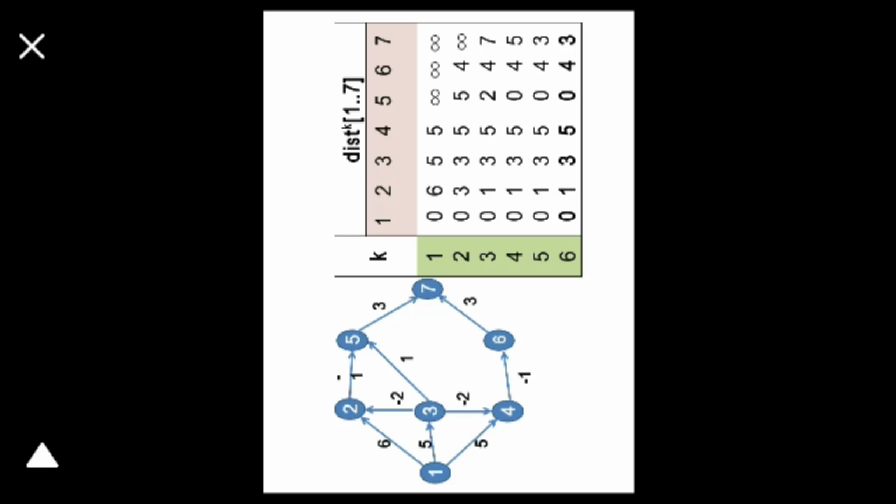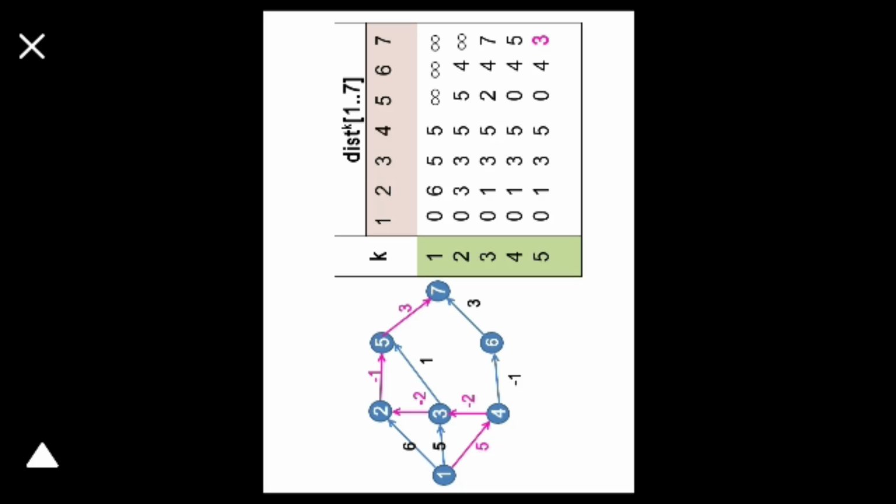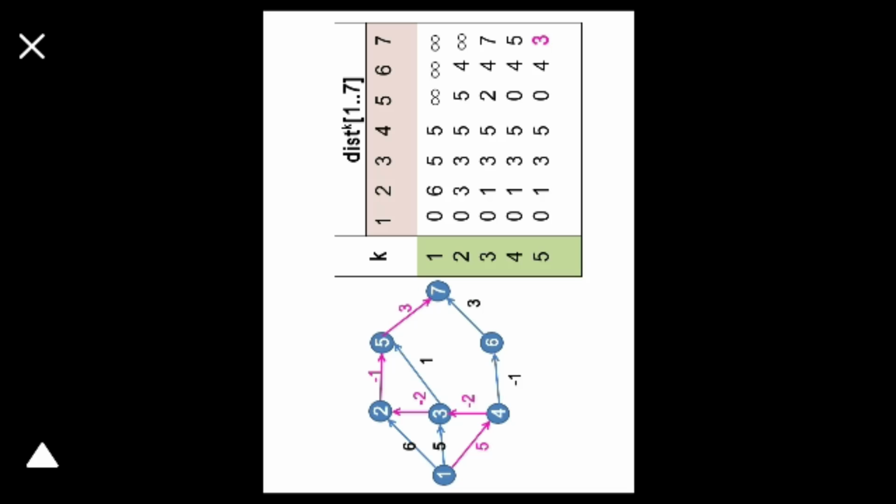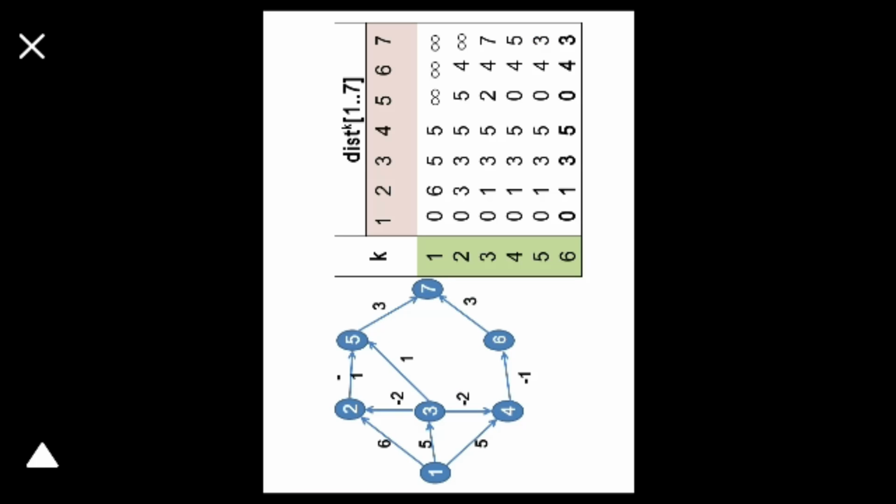Now if I cross verify with our graph, the shortest distance from source 1 to vertex 1 is 0, source 1 to vertex 2 is 1, that we have seen here. Then source to vertex 3 with 6 edges is 3. Then source to vertex 4 with 6 edges is 5. Source to 5 is 0. Source to 6 is 4. And source to 7 is 3.